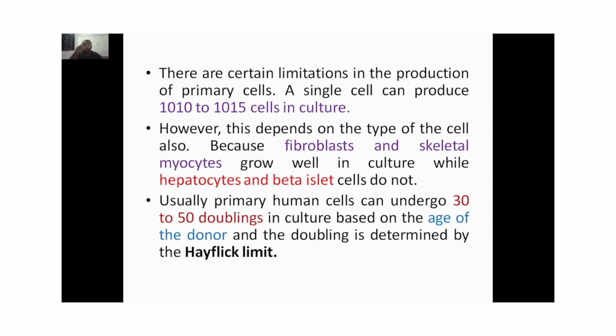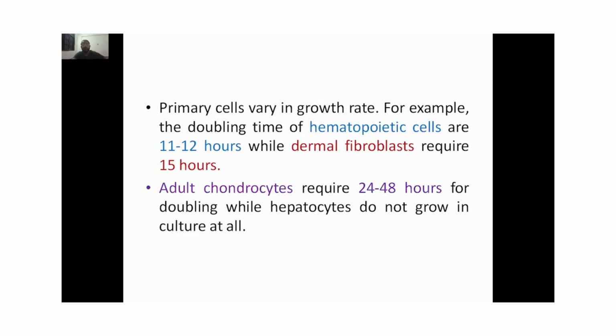Now this concept, that doubling is limited, is determined by the Hayflick limit. The Hayflick limit is the maximum number of times a cell can undergo doublings. That will be the maximum limit; later it will not divide. So primary cells vary in growth rate. For example, the doubling time of hepatocytes is 11 to 12 hours, while dermal fibroblasts require 15 hours.